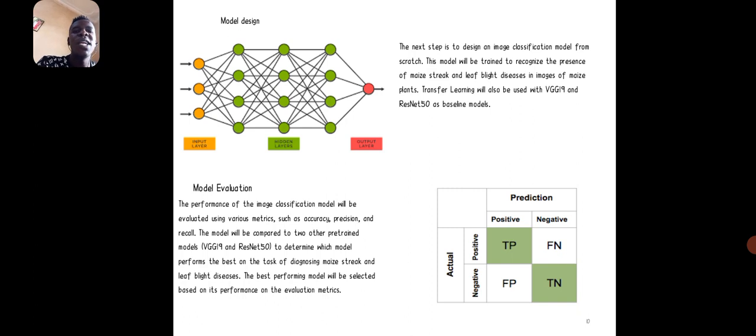After training our model, we shall perform model evaluation. The image classification model will be evaluated using evaluation metrics such as accuracy, precision, recall, F1 score, and AUC, and our model will be compared to the other two pre-trained models, VGG19 and ResNet 50, to determine which model performs best on the task of diagnosing maize streak and leaf blight diseases. Our best performing model will be selected based on its performance on the evaluation metrics, as earlier discussed.